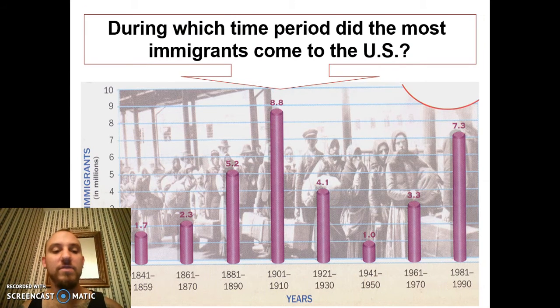In this graph, you can see that more immigrants come when things are peaceful, like in 1901 to 1910, than they do in years where there is war, like in 1941 to 1950 when World War II happened in the United States.